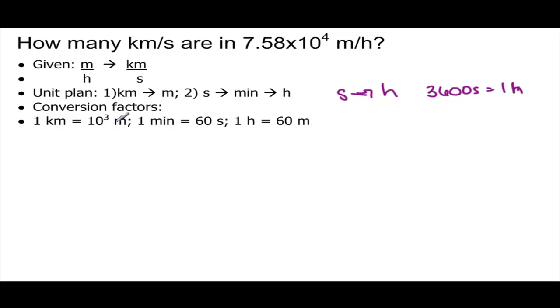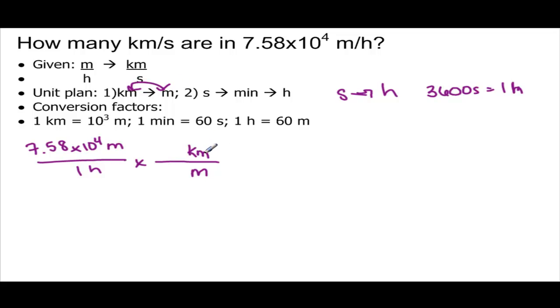So let's start by setting up our given: 7.58 times 10 to the 4 meters per 1 hour. All right, now let's work on our meters first. So we want meters on the bottom to cancel. Oh, I wrote that backwards. Okay, so it should be meters to kilometers. All right, and we know that 1 kilometer is 10 to the third meters. Okay, so meters cancels. Now, if we stop right here, we have kilometers per hour.